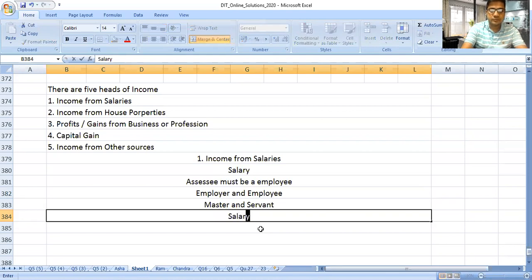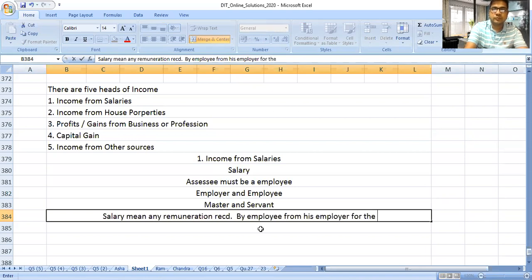Salary means any remuneration received by an employee from his employer for the services rendered by him. It's a very simple meaning of salary.